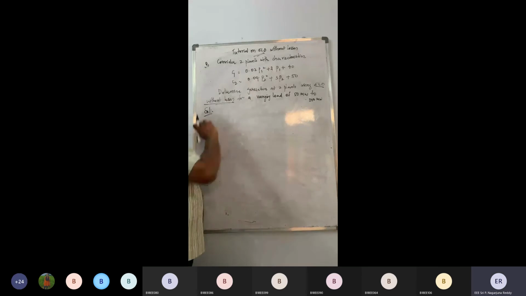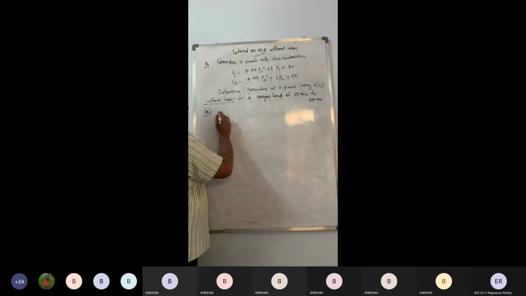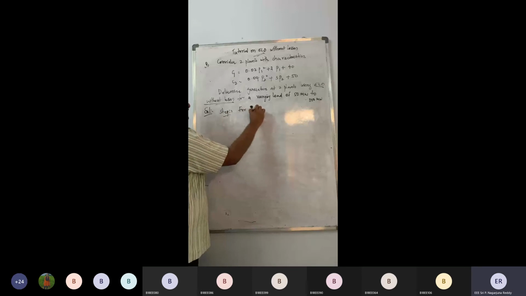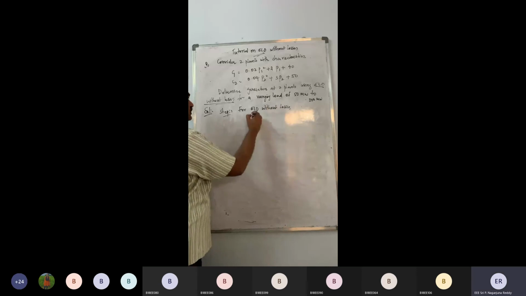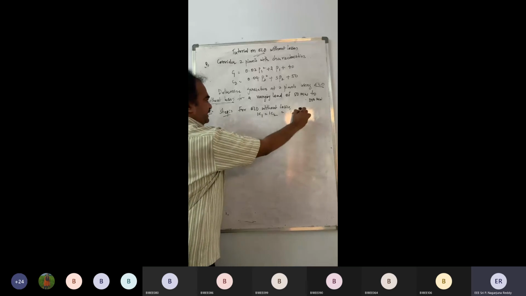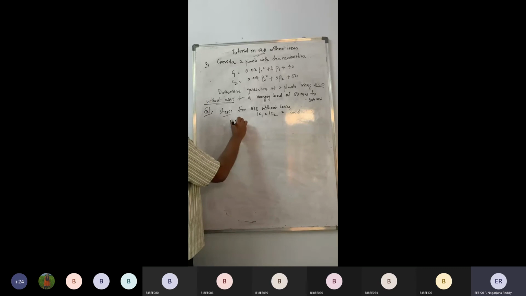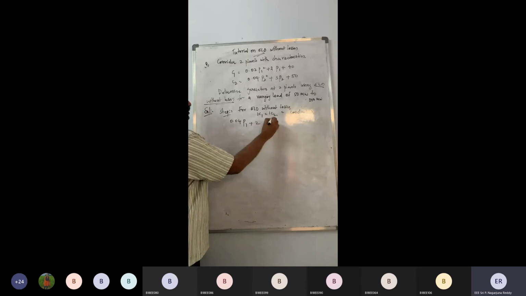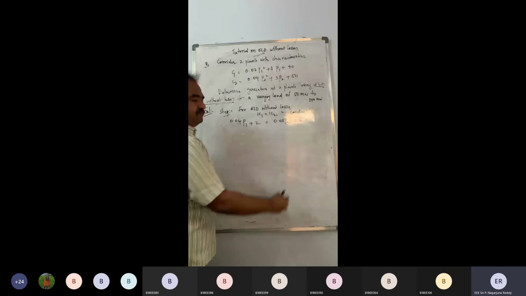See, I have two costs, C1 and C2. I'm supposed to go with ELD without losses again. So step number one, ELD without losses. IC1 must be equal to IC2, isn't it? And it must be some constant, and I will take that as lambda. So what is IC1 here? 0.04 P1 plus 2. This is 0.08 P2 plus 3. That is equal to some lambda.